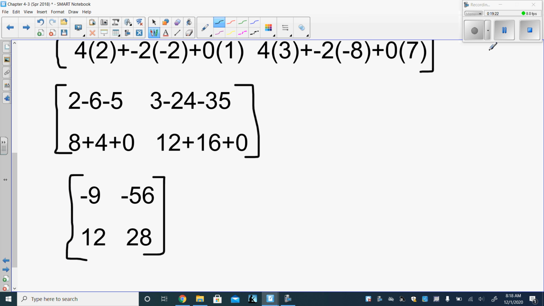So we multiplied, did our over, down, over, down, over, down, over, down, combined our terms, and simplified, and got this matrix here, a 2 by 2, which we knew we were going to get, negative 9, negative 56, 12, 28. And we're done. That's all we have to do for this one here.